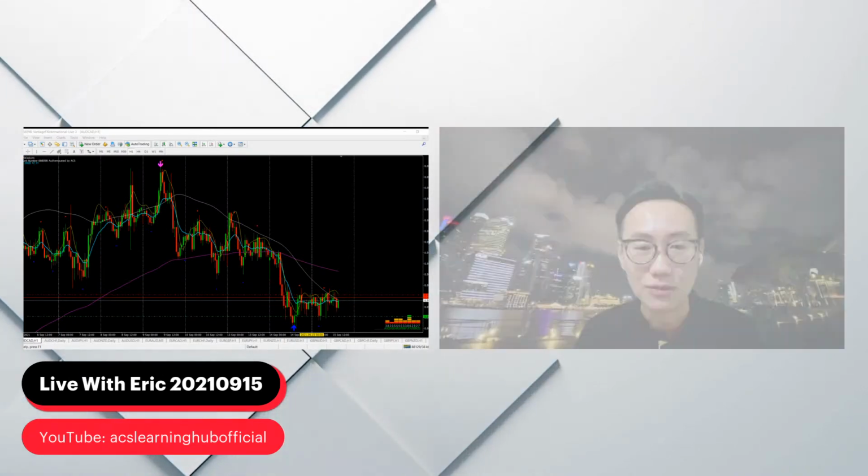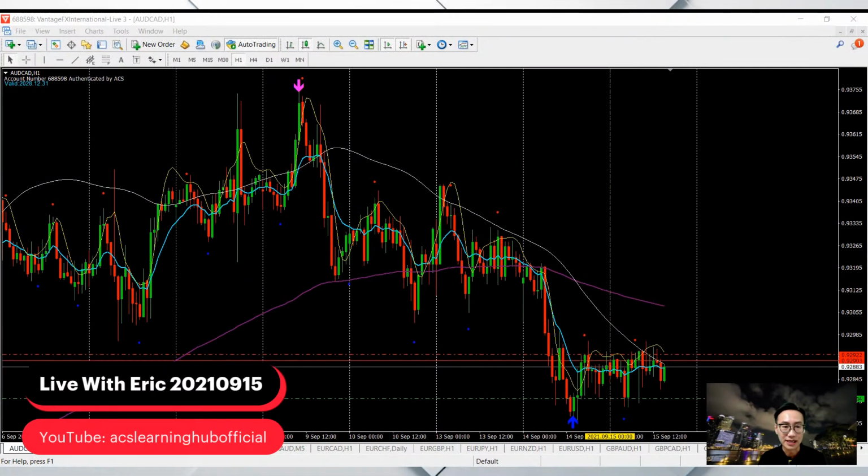In the chart, those who are selling must make sure they enter at a resistance. During the resistance, you enter a trade.